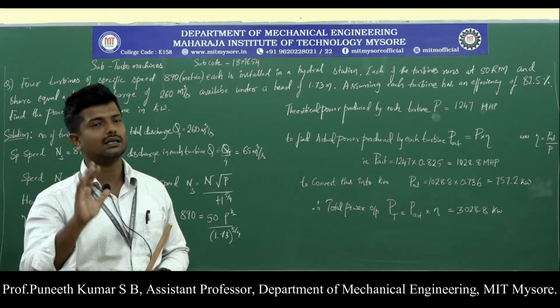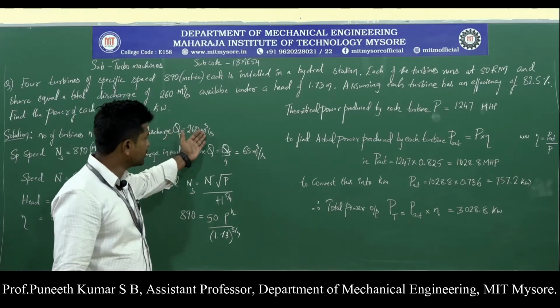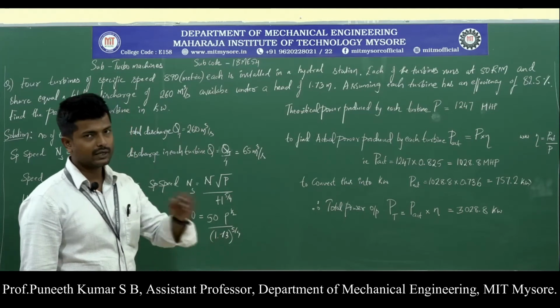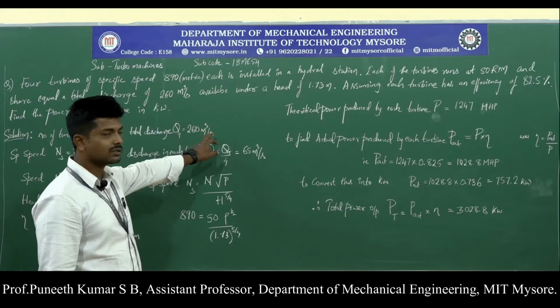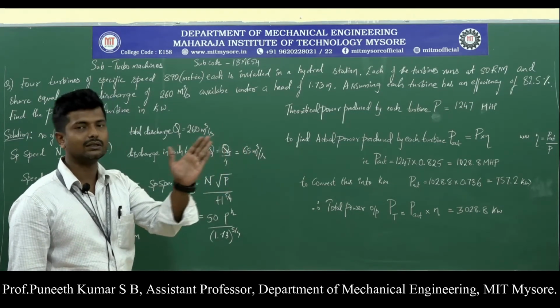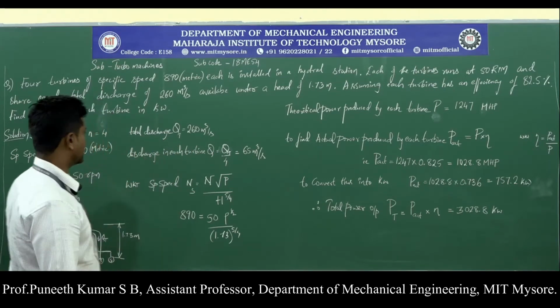1000 liters, it is not a small thing. Here it is 260 meter cube per second. 260 meter cube means, if I express in terms of liters, it becomes 2,60,000 liters per second of water flow rate in total going to the turbines of all the 4 turbines.